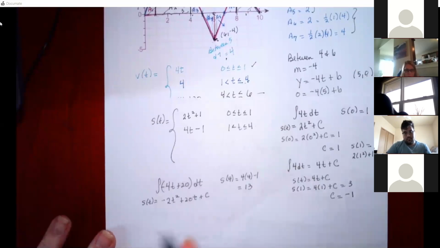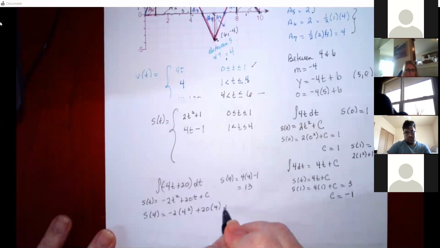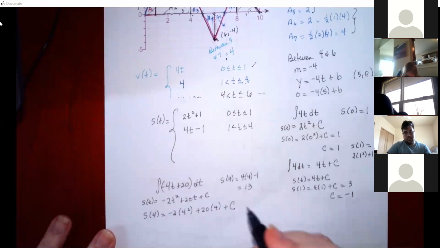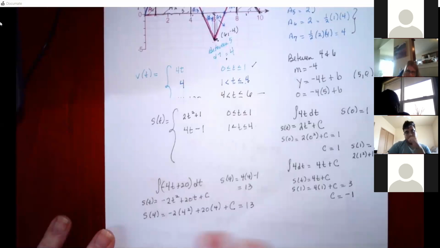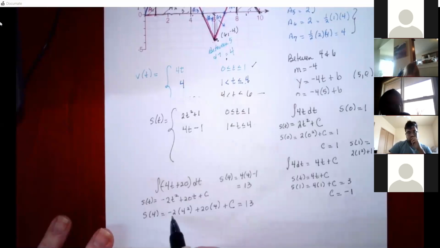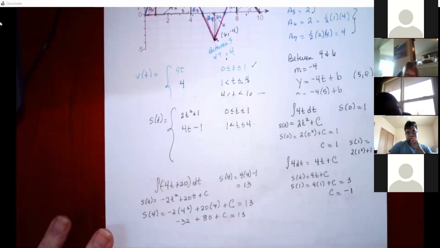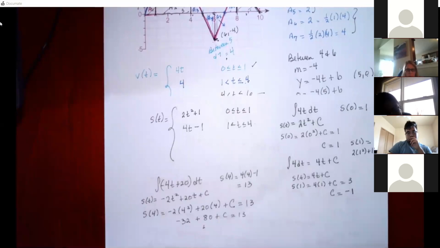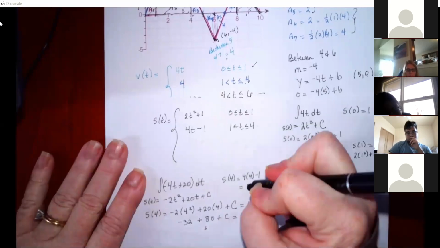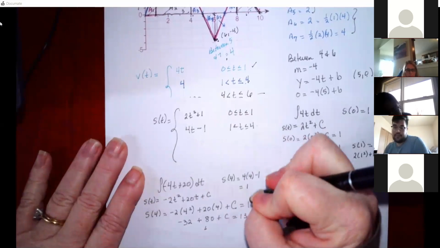And we know that S of 4 will be negative 2 times 4 squared plus 20 times 4 plus c, and we want that to be 13. So we have to go through here and evaluate what c would be. 16 times 2 is negative 32 there, plus 80 plus c is equal to 13. Wouldn't S of 4 be 15? Oh, good grief, 15. I'm so sorry. I can't add, can I? Thank you for telling me now instead of later.